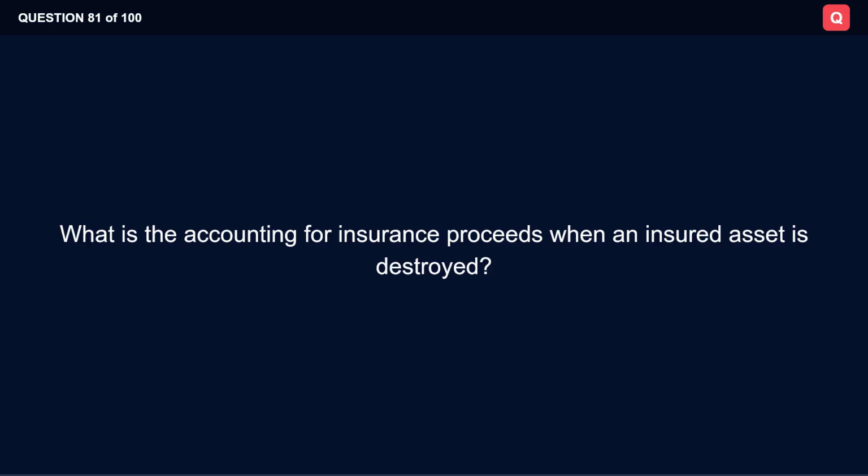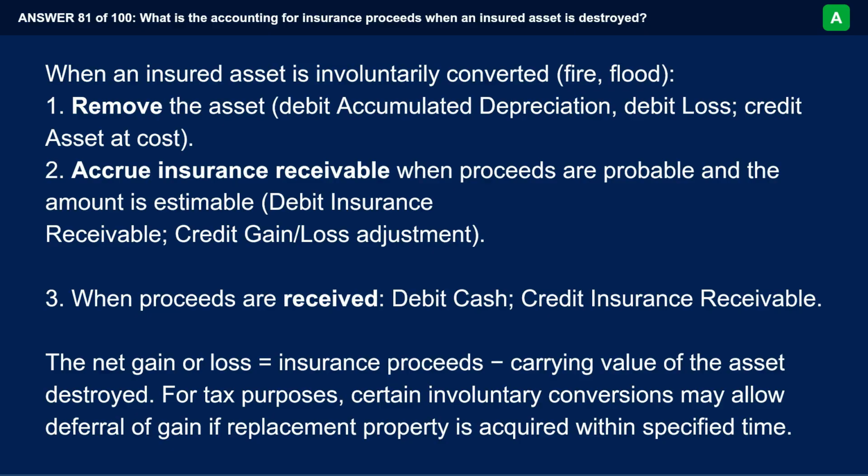What is the accounting for insurance proceeds when an insured asset is destroyed? When an insured asset is involuntarily converted, fire, flood, 1. Remove the asset, debit accumulated depreciation, debit loss, credit asset at cost. 2. Accrue insurance receivable when proceeds are probable and the amount is estimable, debit insurance receivable, credit gain/loss adjustment.